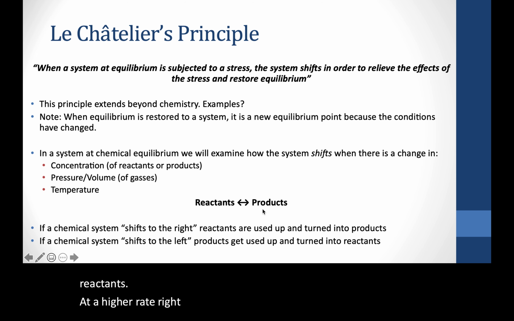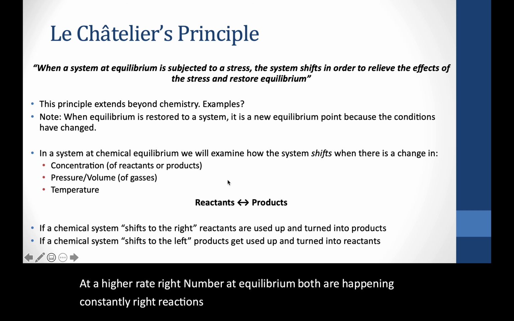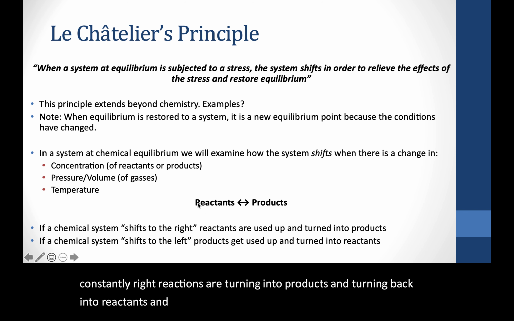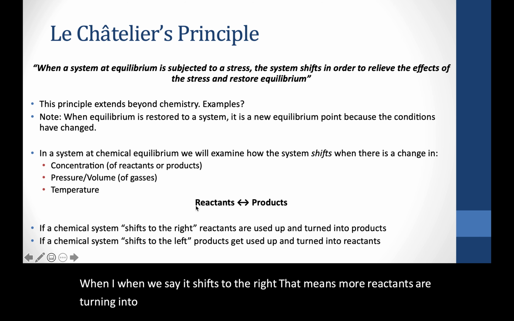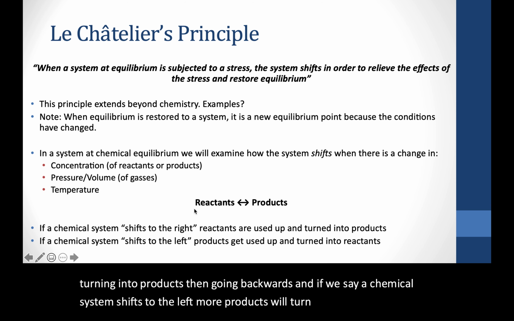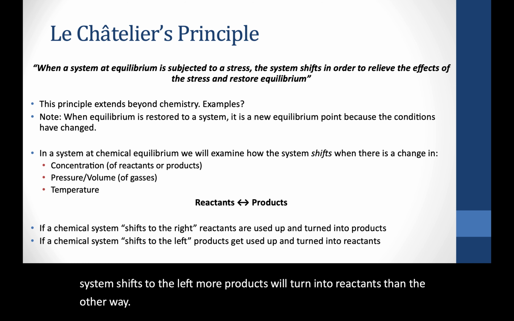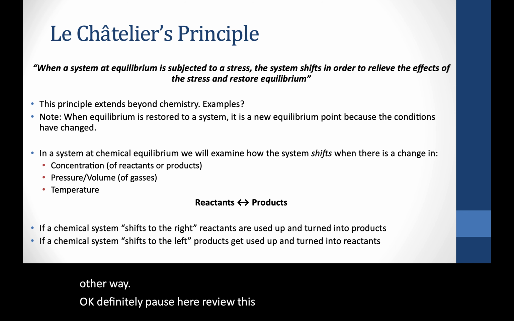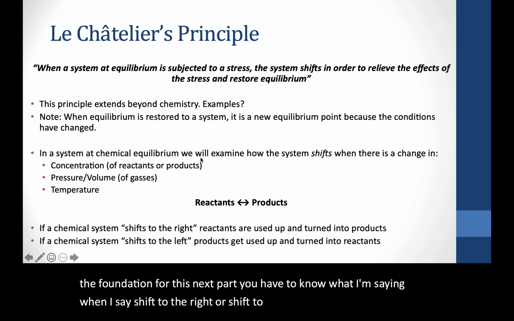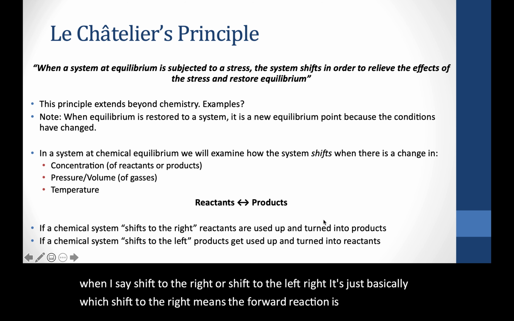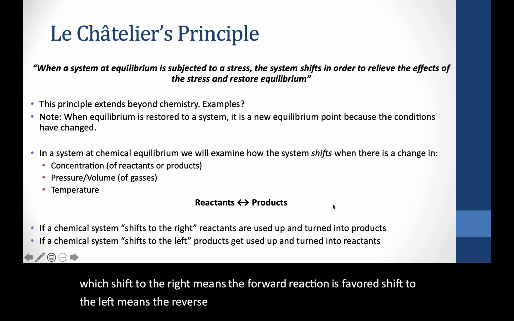Remember, at equilibrium, both are happening constantly. Reactants are turning into products and products are turning back into reactants, and the rate of those two processes is equal. When we say it shifts to the right, that means more reactants are turning into products than going backwards. And if we say a chemical system shifts to the left, more products will turn into reactants than the other way. Definitely pause here and review this material, because this is the foundation for this next part. You have to know what I'm saying when I say shifts to the right or shifts to the left. Shifts to the right means the forward reaction is favored. Shifts to the left means the reverse reaction is favored.